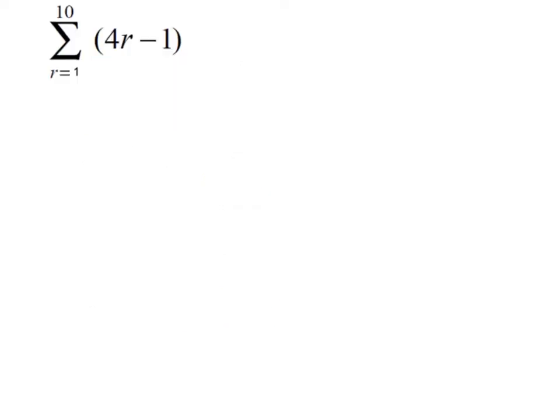Now this is a slightly harder example, something you're more likely to see in an exam. Let's do the same thing as before. We're starting at when r equals 1, and so we've got r equals 1, 2, 3, 4, 5, 6, 7, 8, 9, and finally the last one is r equals 10 at the top. So let's write the terms. When r equals 1, we get 4 times 1 minus 1, which is 3.